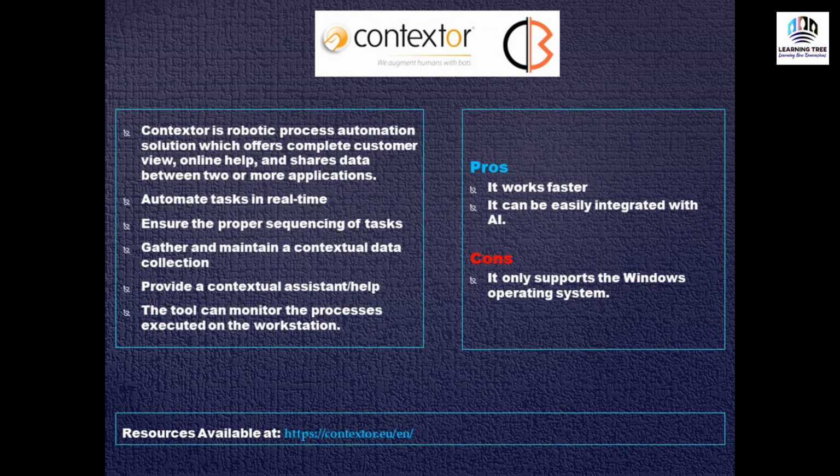Next RPA tool is Contextor. Contextor is a robotic process automation solution which offers a complete customer view, online help, and shares data between two or more applications. Automate tasks in real time. Ensure the proper sequencing of tasks. Gather and maintain a contextual data collection. Provide a contextual assistant, help.